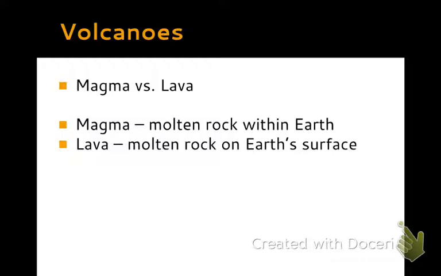And remember, magma is what is inside the surface or in the earth, molten rock that's below ground, while lava is molten rock once it's reached the surface or is above ground. So that's the difference in magma and lava. Important to remember as we reference it throughout the notes.